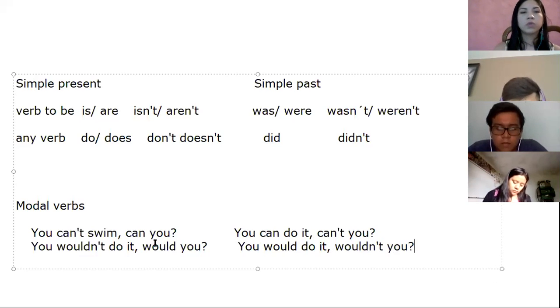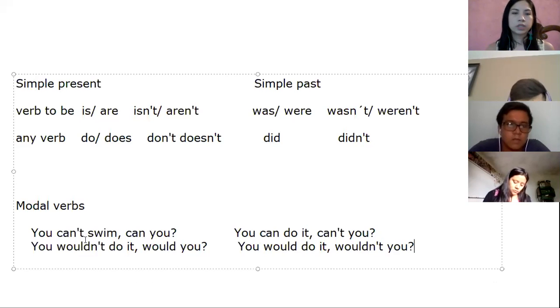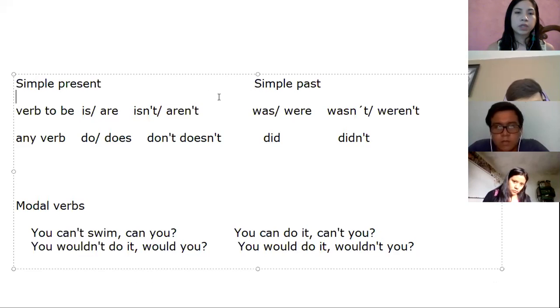Okay, so with modal verbs, you are going to use the same modal. With simple present, if you use verb to be, you use affirmative or negative. And with any other verbs, you're going to use do for present or did for past.